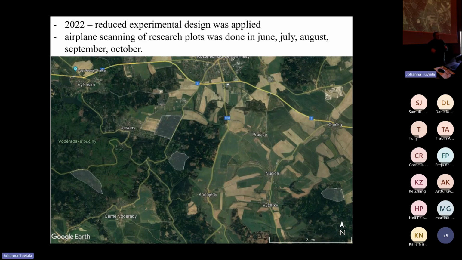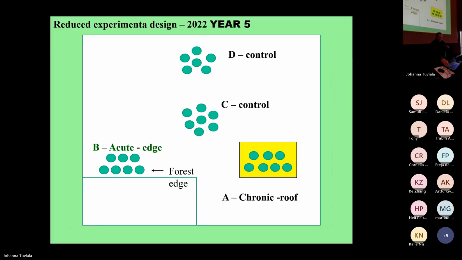After many complications in 2022, we established a new experiment based on the original studied areas. We modified the design. We planned a very perfect experiment, but we had some complications as well, and we made a simpler experimental design.